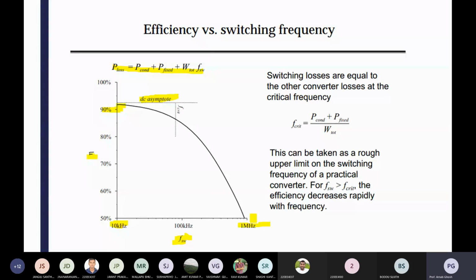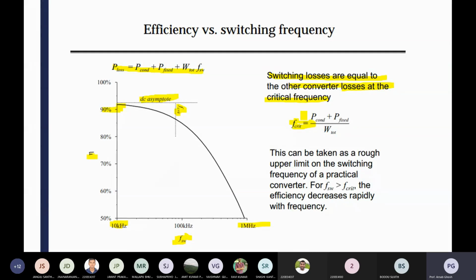So that's why for high frequency operations, you have to design some special type of switches. That's another motivation for the selection of switching devices. Switching losses are equal to the other converter losses at the critical frequency. You can consider that one frequency as the critical frequency, that is P conduction plus P fixed divided by W total, meaning the maximum one.